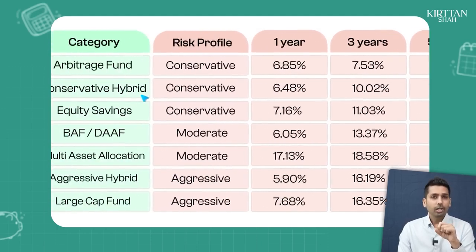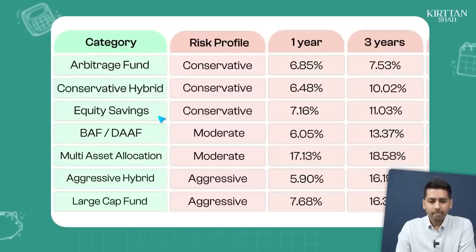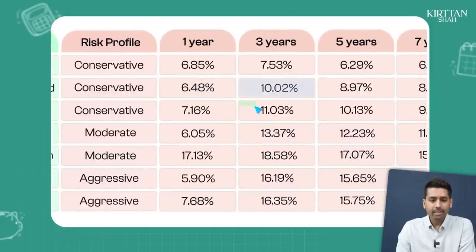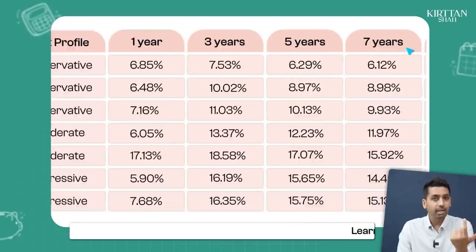Now, if you are a conservative investor, like I was saying, you can ignore the conservative hybrid because equity savings is a much better product. Let me explain to you why. If you look at the last 3-year return, your conservative hybrid has given 10, your equity savings has given 11, so 1% higher. You look at 5 years, your conservative hybrid is giving you 9%, your equity savings is giving you 10, again 1% higher. And that's exactly the same case over 7 years as well.